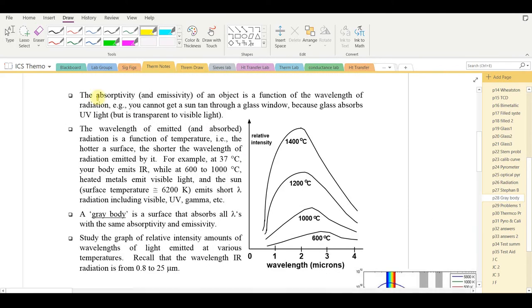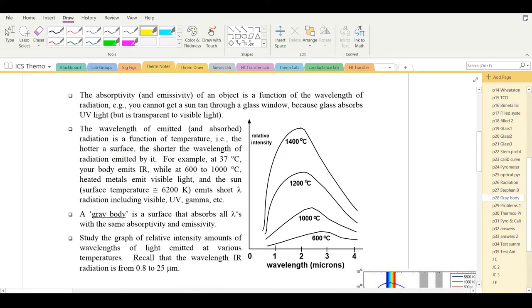Note that the absorptivity and emissivity of an object is a function of the wavelength of radiation. You can't get a suntan through a glass window, but you can see through it. Do you follow what I mean? Whereas visible radiation wavelengths, 0.4 to 0.8 microns, travel through glass, UV is largely absorbed. So you see that an object's absorptivity is a function of its wavelength. It varies with the wavelength. The wavelength of emitted and absorbed radiation is a function of temperature.